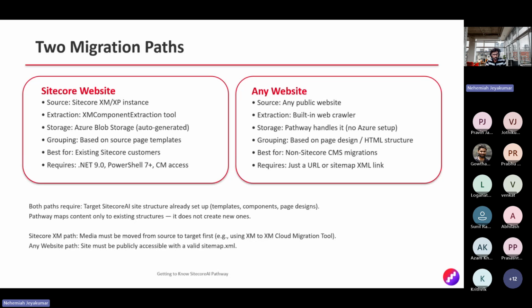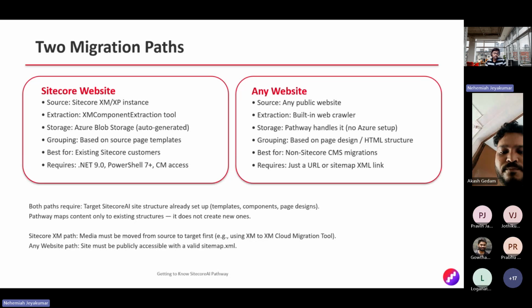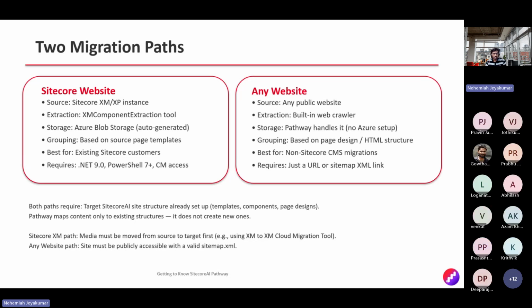and pushes it into Azure Blob Storage. Even the Azure Blob Storage information will be provided by Sitecore for each migration, so you don't need to manage it. And then Pathway groups the pages by source templates. Based on the page templates, it's going to group them. Also, to run this tool, it needs .NET 9.0 and PowerShell, and you should have full CM access as well.